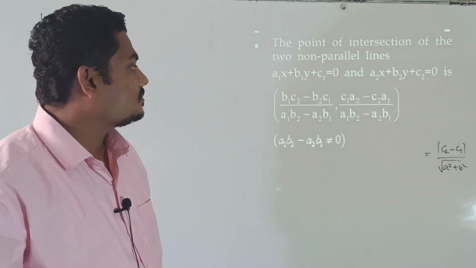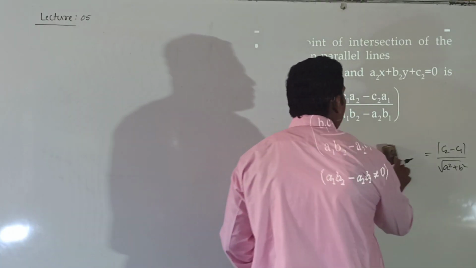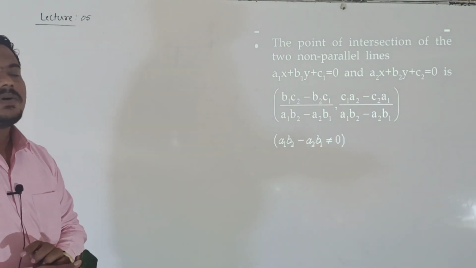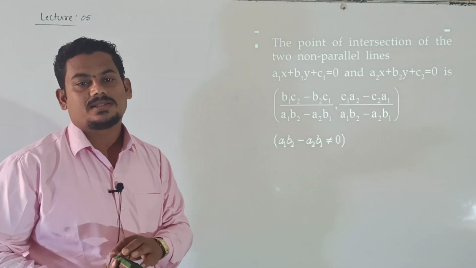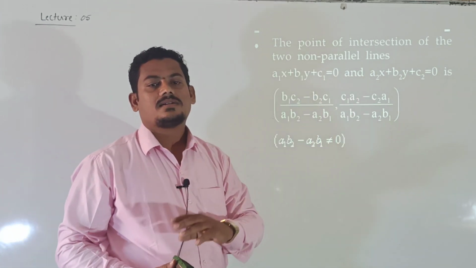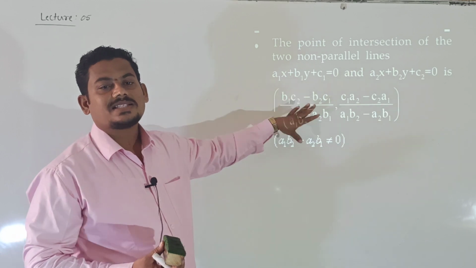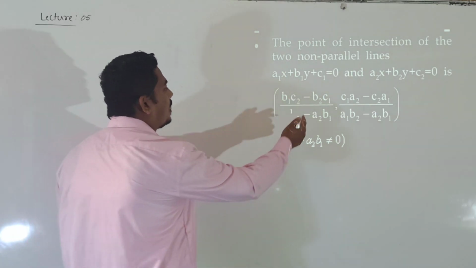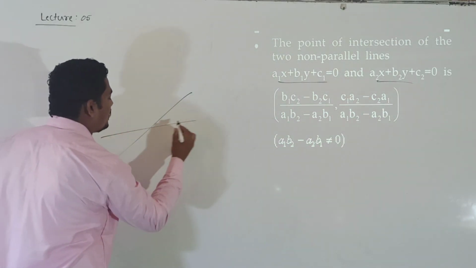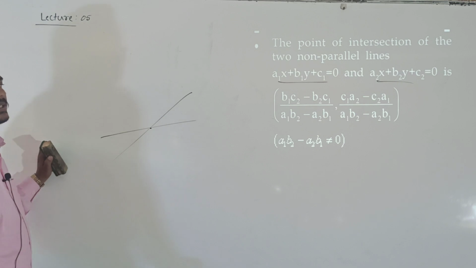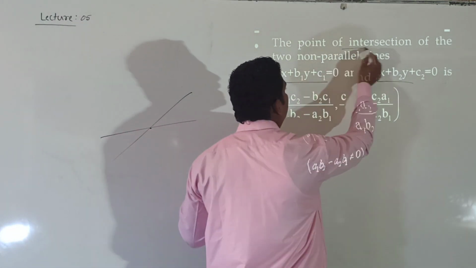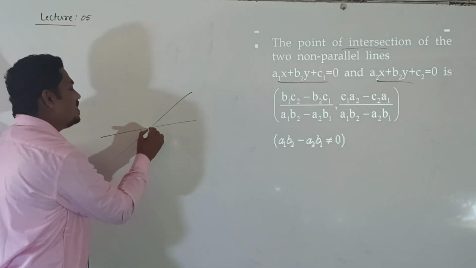Next point, point of intersection of two lines. Already you know this formula while solving linear equations in two variables. Clearly both the lines are linear equations in two variables. Cross multiplication method. Point of intersection means meeting point, the point of intersection of the given two lines. This is the intersection, the meeting point.